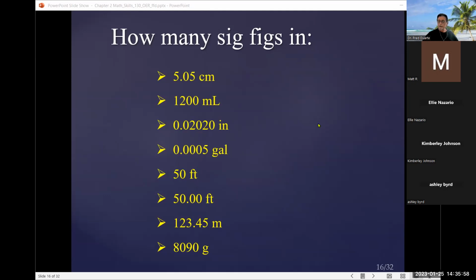All right, first one, 5.05. So we know the integers count. So obviously there's at least 2 sig figs. The question mark is at the 0, okay?